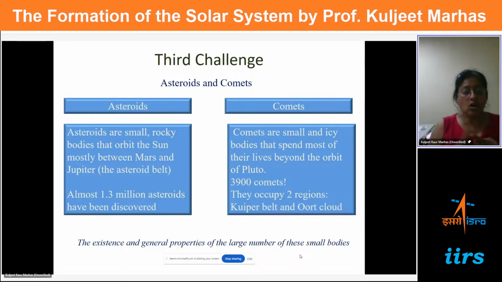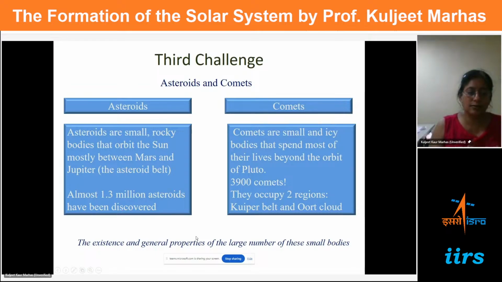And actually, comets occupy 2 regions. One is the Kuiper Belt region and one is the Oort cloud. I didn't talk about the Oort cloud this time, but you have to know that there are two regions of comets from where the icy bodies come.